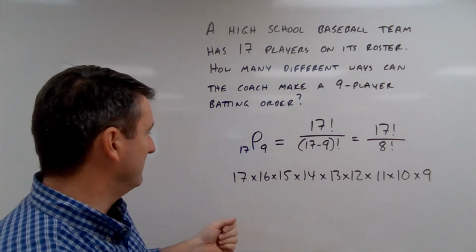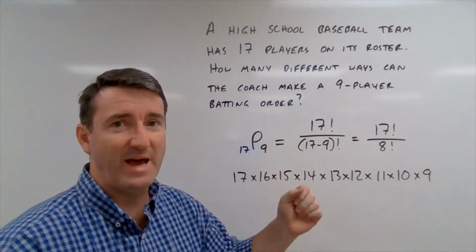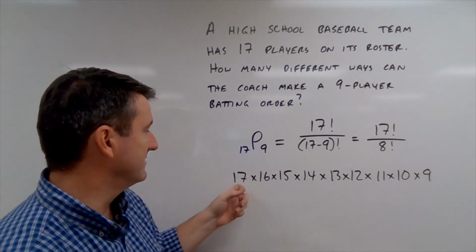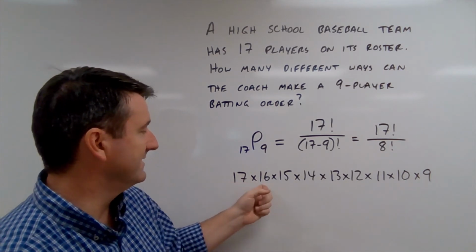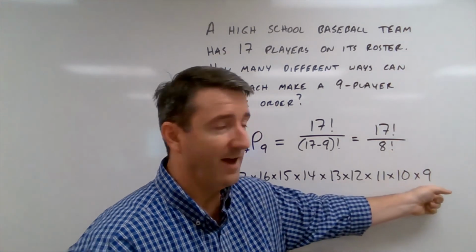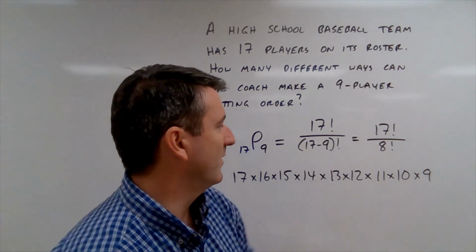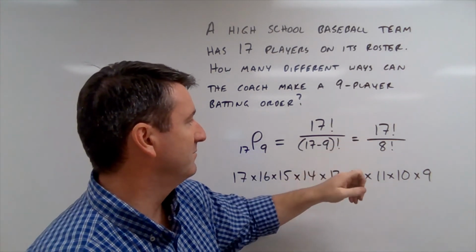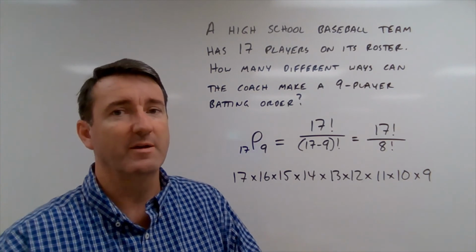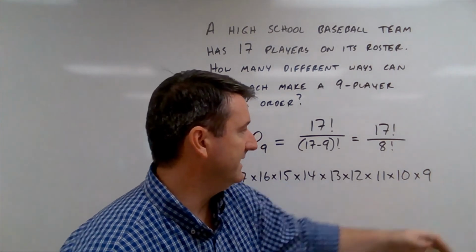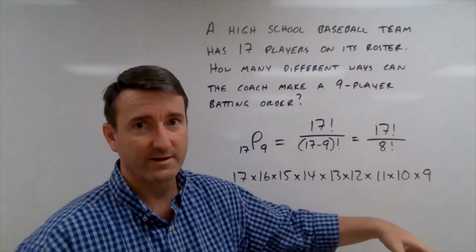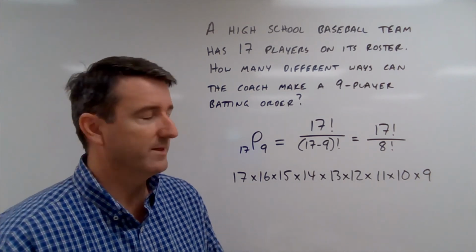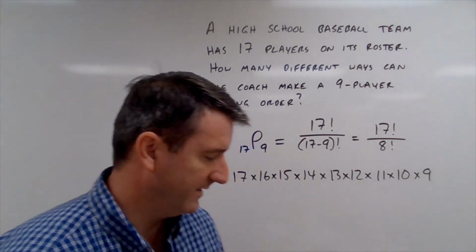And you can see that if we're creating this batting order, we have 17 players to choose from for the first slot, then 16, 15, 14. So this would be the first slot, then second, third, fourth, fifth, sixth, seventh, eighth, and ninth. And so that's where those numbers come from. But now we have a choice. We can either plug this into our calculator, 17 factorial divided by 8 factorial, or we can plug all of these into our calculator. And you can see that this formula becomes more and more useful the more numbers we're dealing with. So let's go ahead and plug this into our calculator.